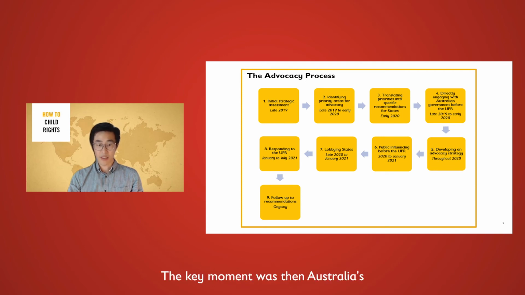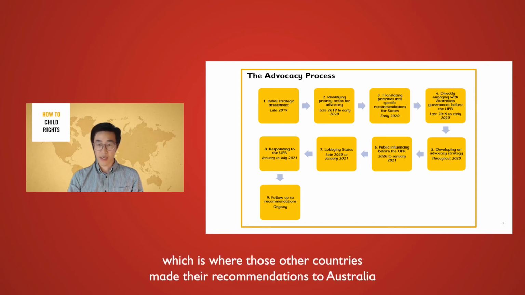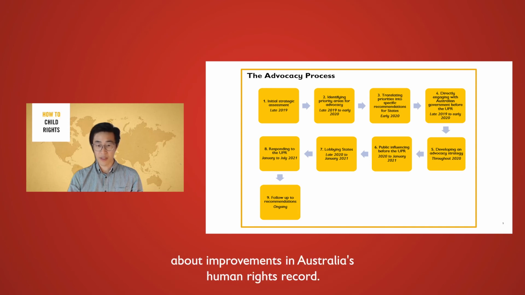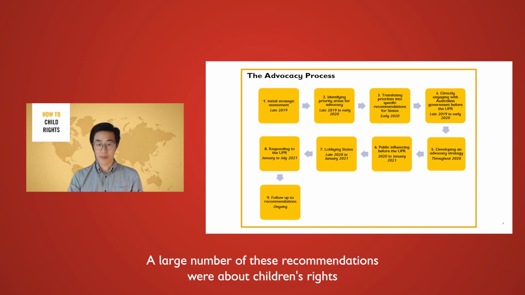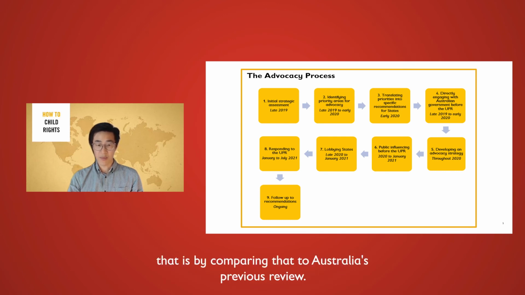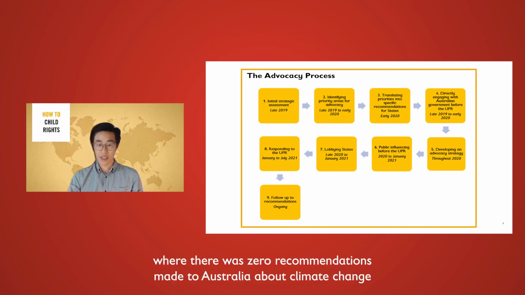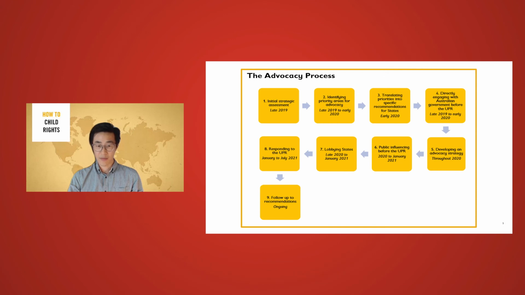The key moment was then Australia's appearance before the Human Rights Council in January 2021, which is where those other countries made their recommendations to Australia about improvements in Australia's human rights record. A large number of those recommendations were about children's rights, and in particular, there were 8 recommendations that other countries made about climate change, including some that were specifically in reference to climate change and children, which was a very successful outcome. And one way of measuring that is by comparing that to Australia's previous review 5 years previously, where there were 0 recommendations made to Australia about climate change.